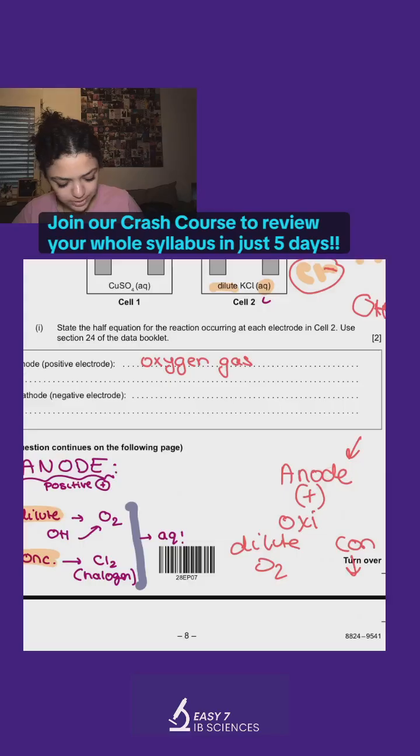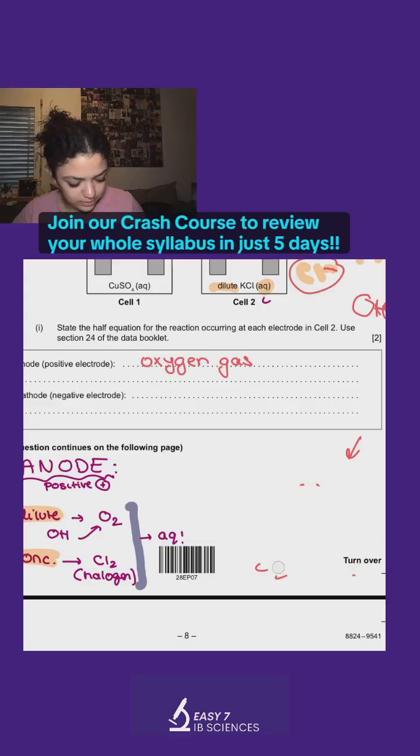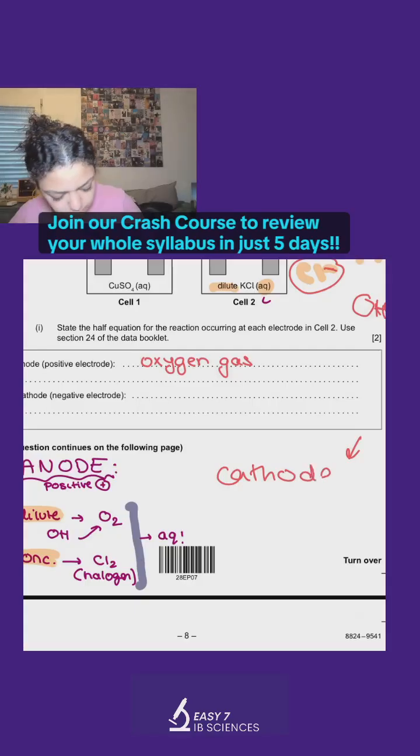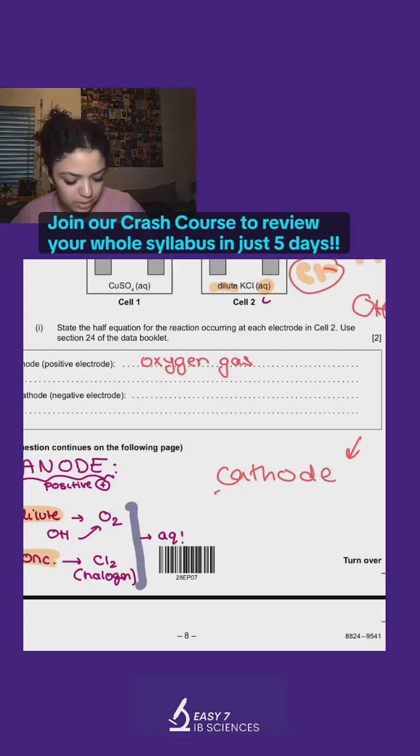Now I'm going to move on to cathode. So we're cathode. What did we say about cathode? Cathode, we said, it's negative. That's the first thing we have to remember in electrolysis. Now, what are the 2 things that can be released in your cathode? If it's negative, it's attracted, of course, to the positive things.